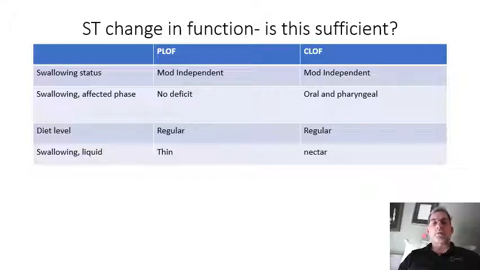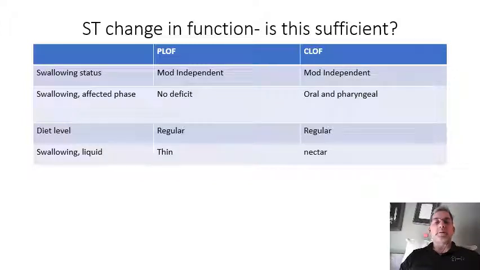Now, look at the current level of function. Current level of function is still modified independent. So technically, if we don't even look at the rest of the eval, what we're saying here is there's been no change. So the next question is, why is speech therapy picking them up? Why did they have a diagnosis of oral pharyngeal dysphagia? So let's look on, and we'll note that prior level of function, the patient was noted to have no deficits, but now they are stated to have oral pharyngeal dysphagia. Now I'm going to talk more about that in a little bit.